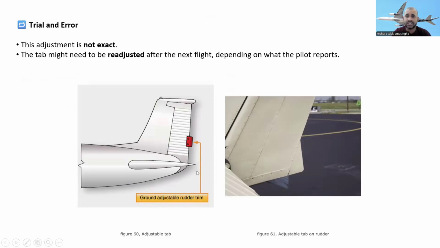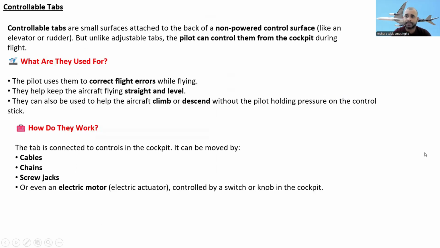You can see its hinge right here. Right, now let's go to the controllable tabs. Controllable tabs are small surfaces attached to the back of the non-powered control surface, like the elevator or rudder. But unlike adjustable tabs, the pilot can control them from the cockpit during flight. Adjustable tabs cannot be controlled by the pilot during flight, but controllable tabs can.